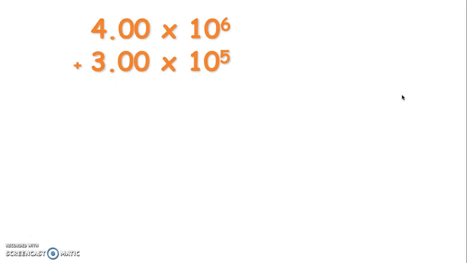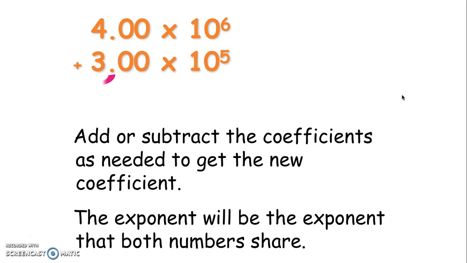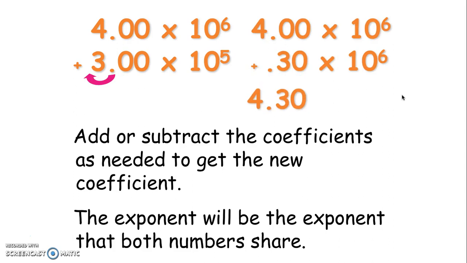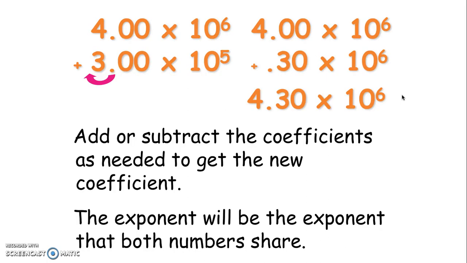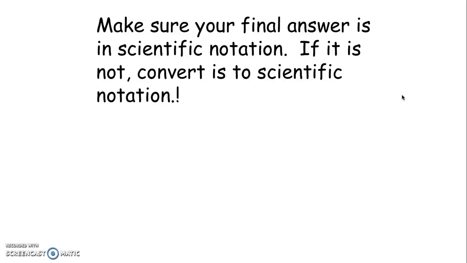Now we know what to do here. We just add the coefficients. When we add the coefficients, we get 4.30 times 10 to the 6th power. So it's just one extra step if the exponents are not the same. Then make sure that the final answer is in scientific notation. If it's not, you need to make sure it's in proper form. So 4.3 times 10 to the 6th is proper form because 4.3 is greater than 1 and less than 10.